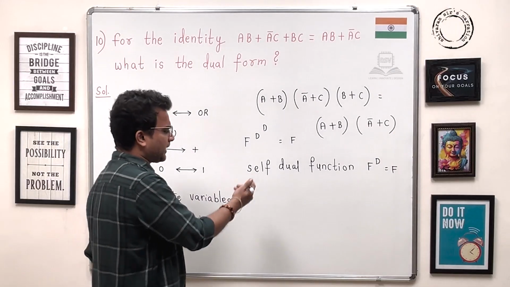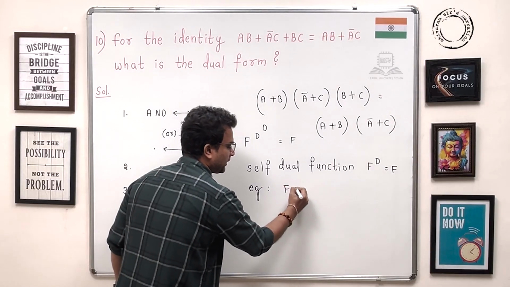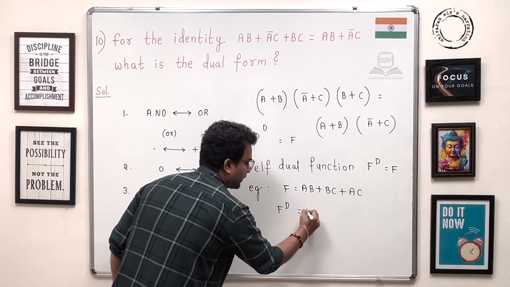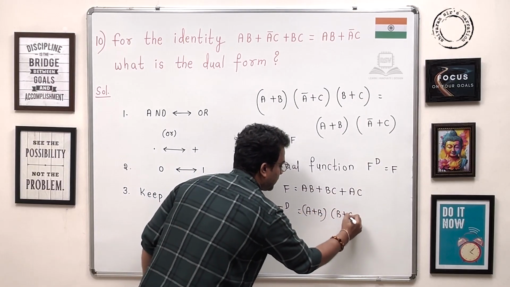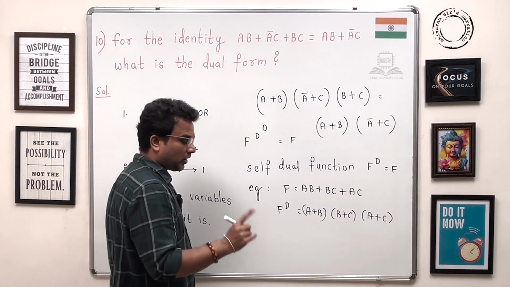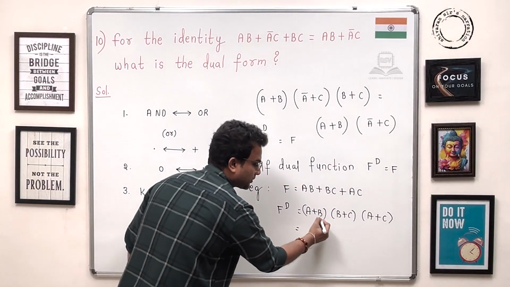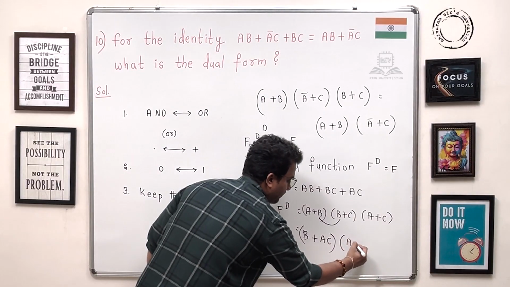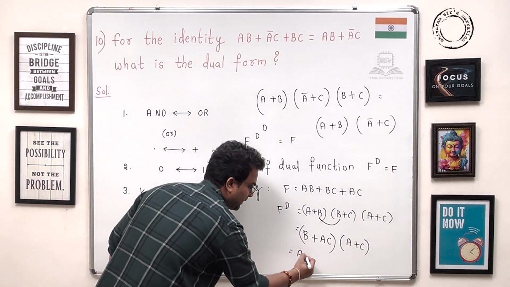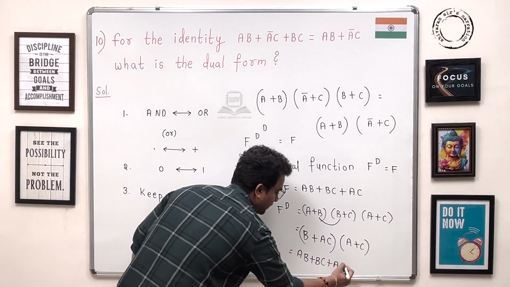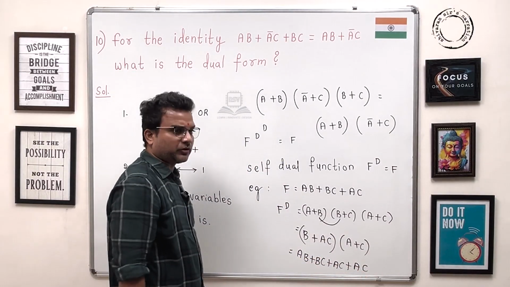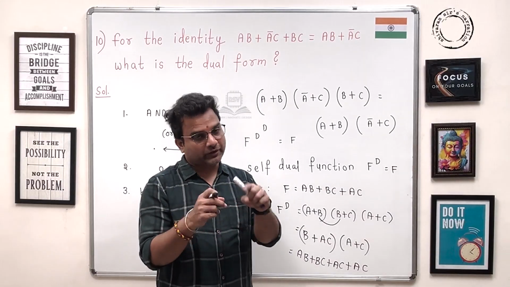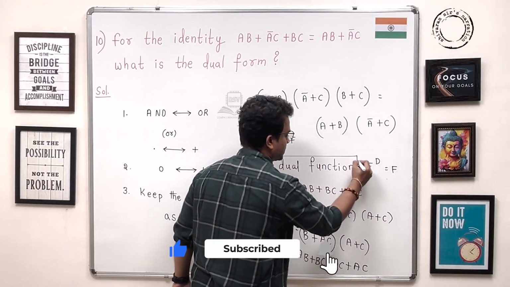Let us take an example: the function is AB plus BC plus AC. If you apply duality, you get A plus B into B plus C into A plus C. Now when you simplify, you apply the distribution theorem: this one gives B plus AC, and you write this A plus C only. Now you multiply: AB, BC, AC, AC. AC two times you can write as AC only. So AB plus BC plus AC only. Hence, for a particular function, if you apply duality one time and you get the same function, that function is called a self-dual function.